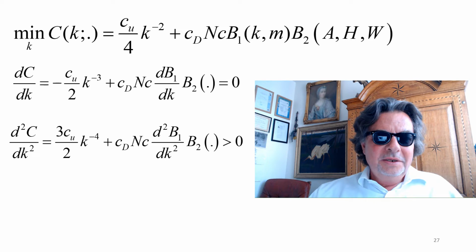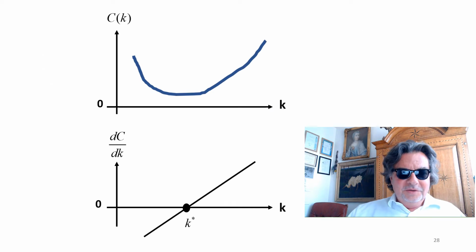In row 1 we have the minimization problem. In row 2 we have the first order optimum condition, and in row 3 we have the second order minimum condition. And we see that the second order minimum condition is always satisfied, which means that the first order optimum condition gives a unique minimum. In this page we see that dC/dk intersects the k axis only in one place, and that's where we have k star, the optimal value of k.